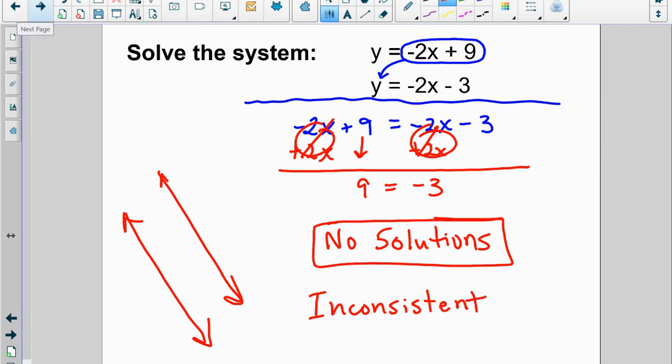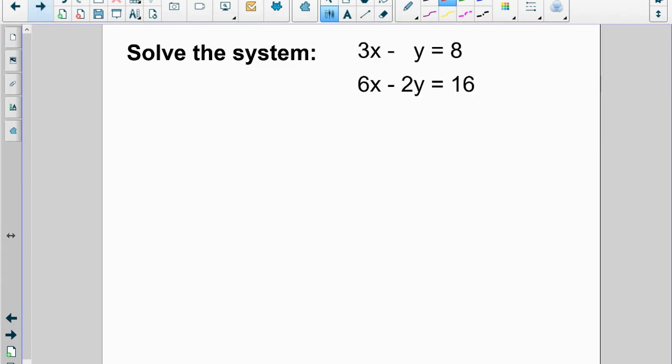Let's take a look at one more. All right, so here we have our system. You can see it on your screen. Things look to be lined up in standard form: the x's first, the y's second, then equals the constant terms. So I think we're going to try to use elimination to solve this.